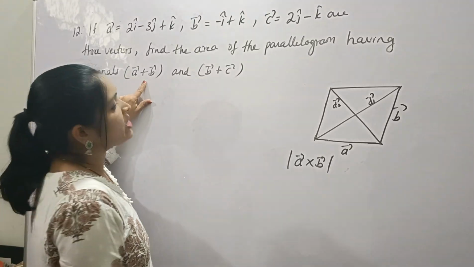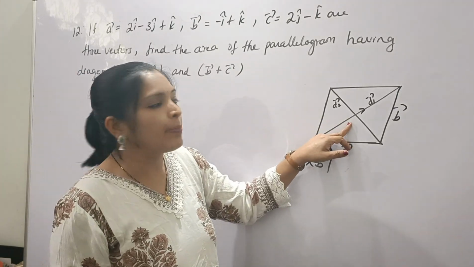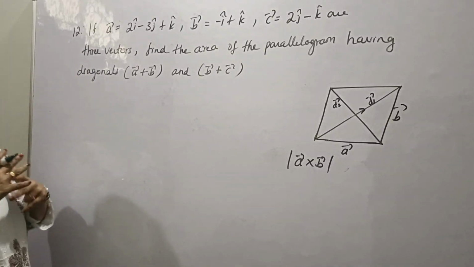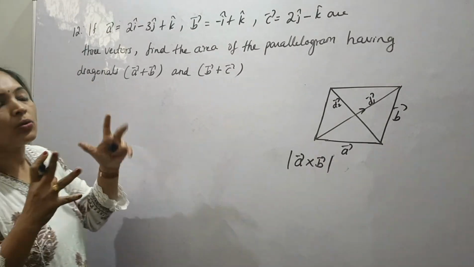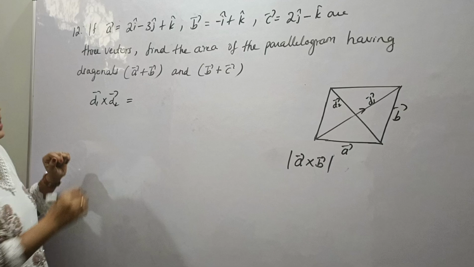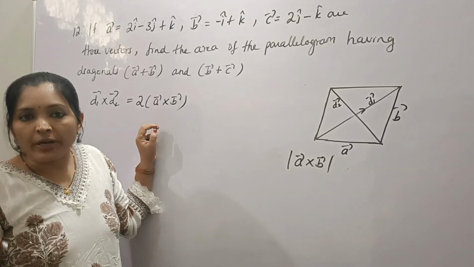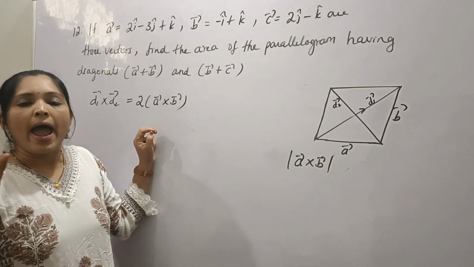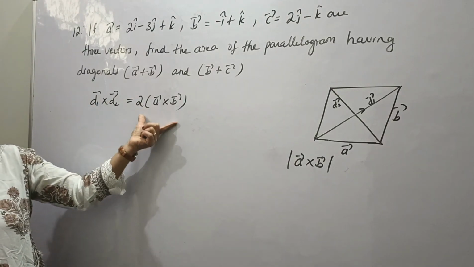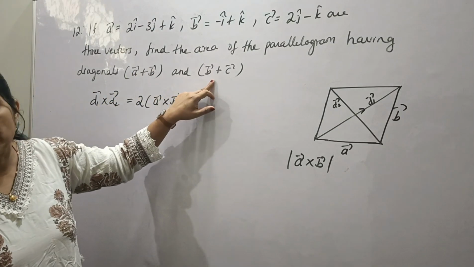It is given that vector A plus vector B is one vector. By the triangular law of vector addition, it is vector A plus vector B and vector B plus vector C. So by some derivation of this cross product, vector D1 cross vector D2, we will get 2 into vector A cross vector B. By applying some properties, the triangular law of vector addition and the derivation of a cross product, D1 cross D2 is equal to 2 into A cross B. Here D1 is vector A plus vector B and D2 is vector B plus vector C.